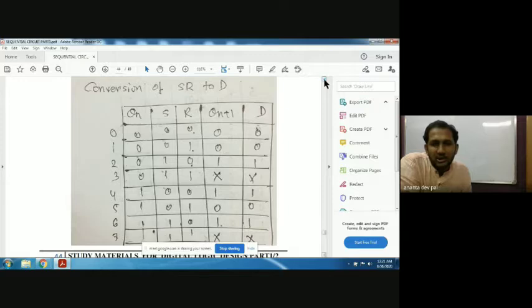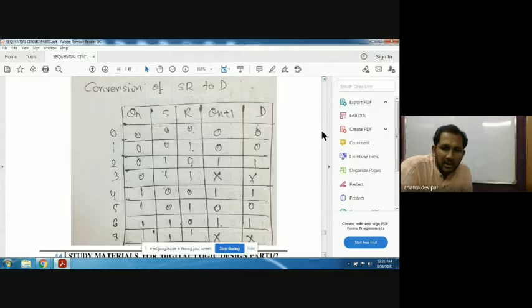We know the excitation table: for 0 0 it is 0, for 0 1 it is 1. That's why Qn plus 1 is copied to D. For 0 cross it is cross. For 1 1 it is 1. For 1 0 it is 0. For 1 1 it is 1, and for 1 cross it is cross. So Qn plus 1 is copied to D.